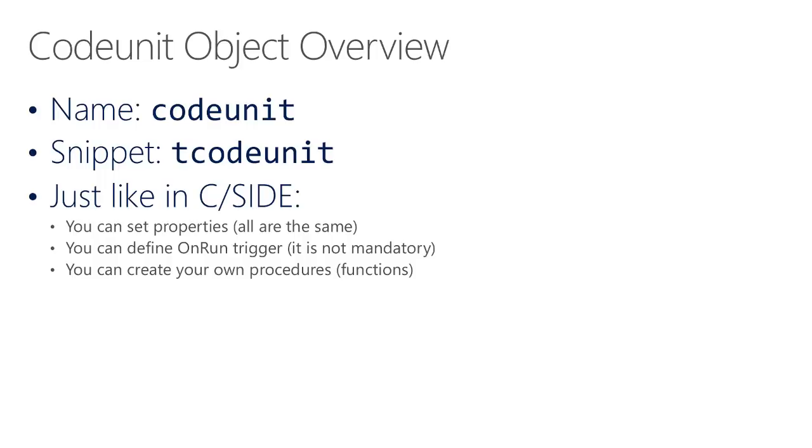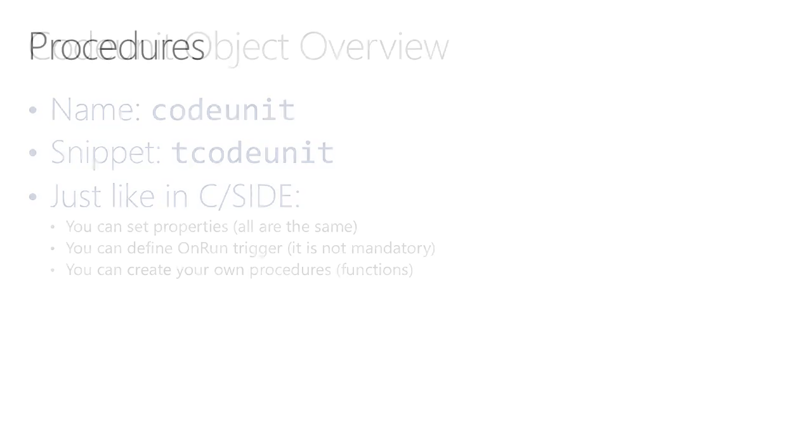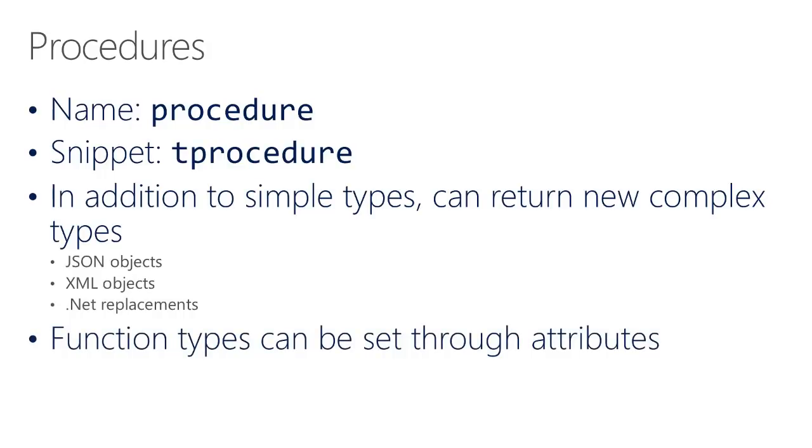And so just like in C-side, you can set properties. The onRun trigger is optional, and you can create your own procedures. The procedure itself has a very useful snippet, and I'll show you in a minute as well. And in addition to simple types, we can now also return complex types, and some of the new complex types like JSON objects and XML objects, and even a .NET replacement variable types.